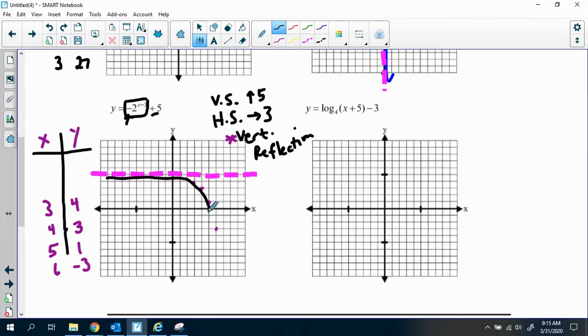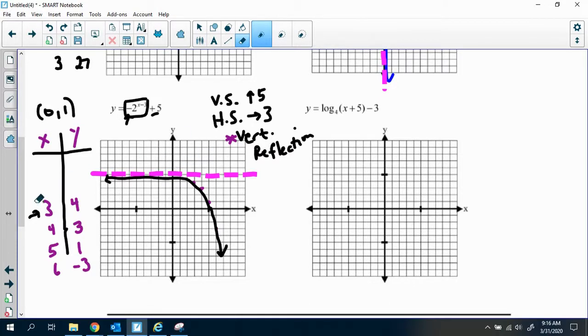and never touch it. And then notice there's a vertical reflection, and then this horizontal shift to the right of 3 means that the normal point (0, 1) got moved to the right 3, and then it would normally go up, so it would normally be 6. However, we have this reflection, so instead of the graph going up, it's going down.